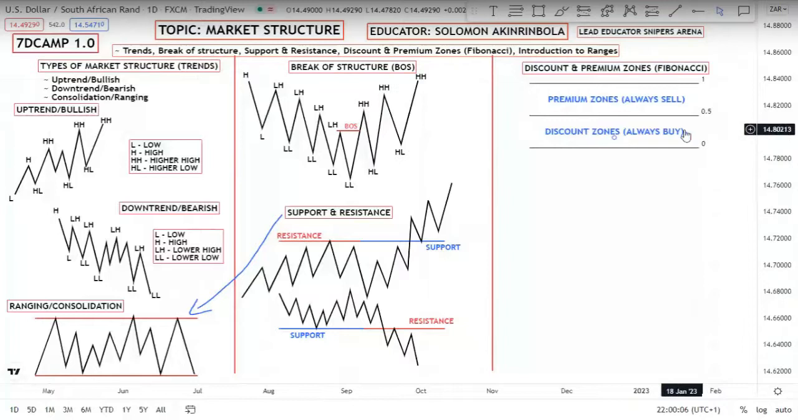So always buy from the discount zone below 50 and always sell from the premium zone above 50. No time frame, any time frame.